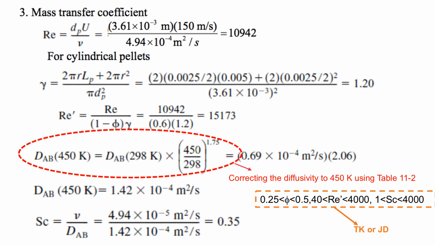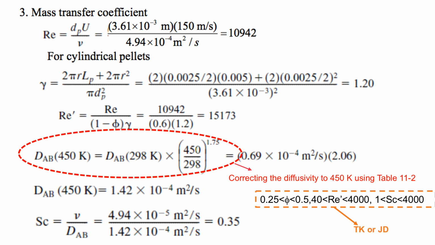Now I want to show you. Earlier I already told you that choosing either Thoenes and Kramers or the Jacobian factor for Kc depends on the value of phi, Reynolds number prime, and also Schmidt. So let's see here. The phi provided in the question is 0.4, which is in between the values required by Thoenes and Kramers.